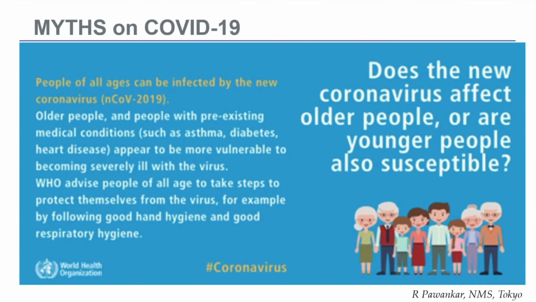Does the COVID or coronavirus affect only the older people, or are younger people also susceptible? As I mentioned earlier, it affects all age groups. The elderly and the people who have comorbidities like hypertension, cardiac disease, liver disease, kidney disease, or diabetes are more prone to developing it. But it affects all ages of people. So it cuts across all age groups, younger or older.